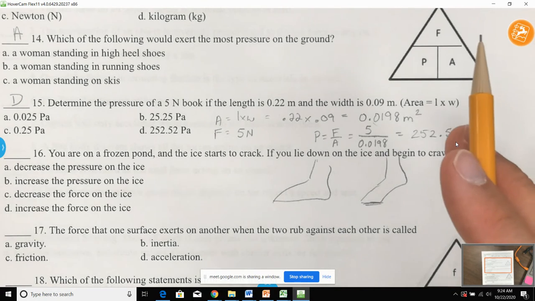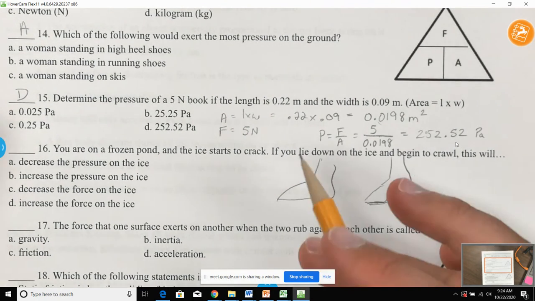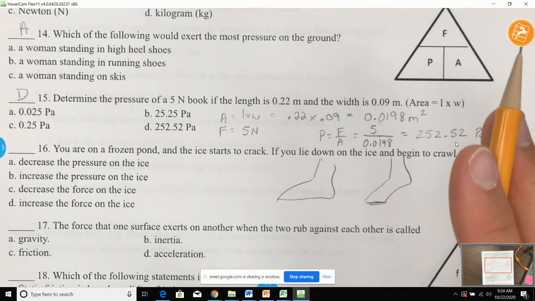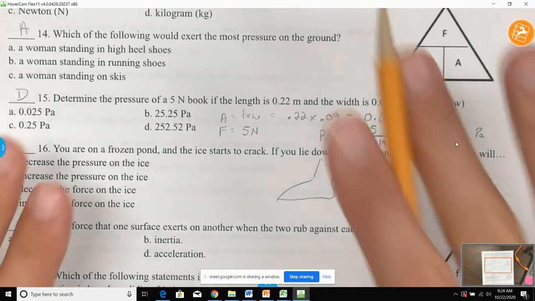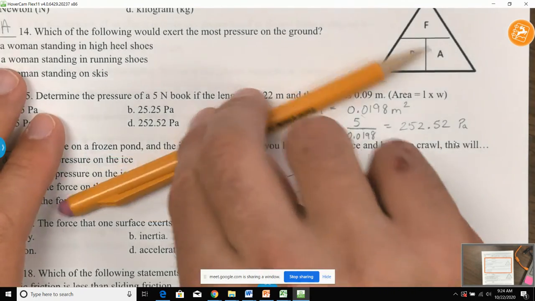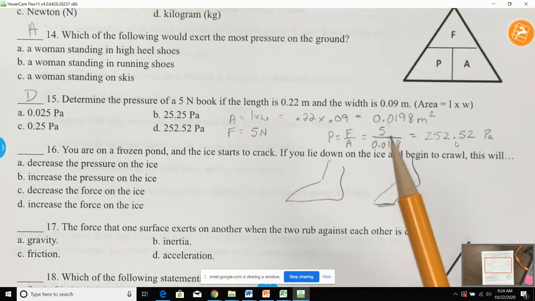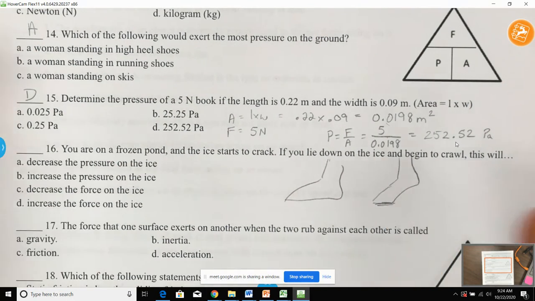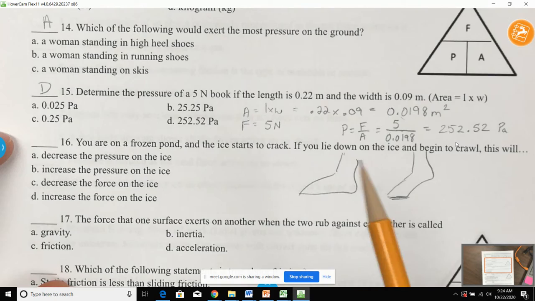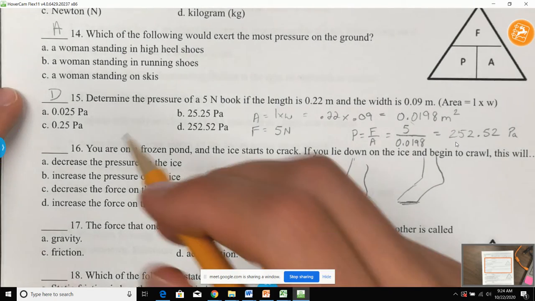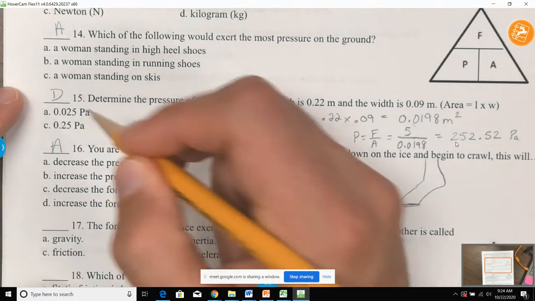You want to do your best to slowly get down, starfish yourself, and kind of army crawl, like Patrick Star, away. The reason you're doing that is because you're increasing your area, which does what? Decreases the pressure. Excellent.